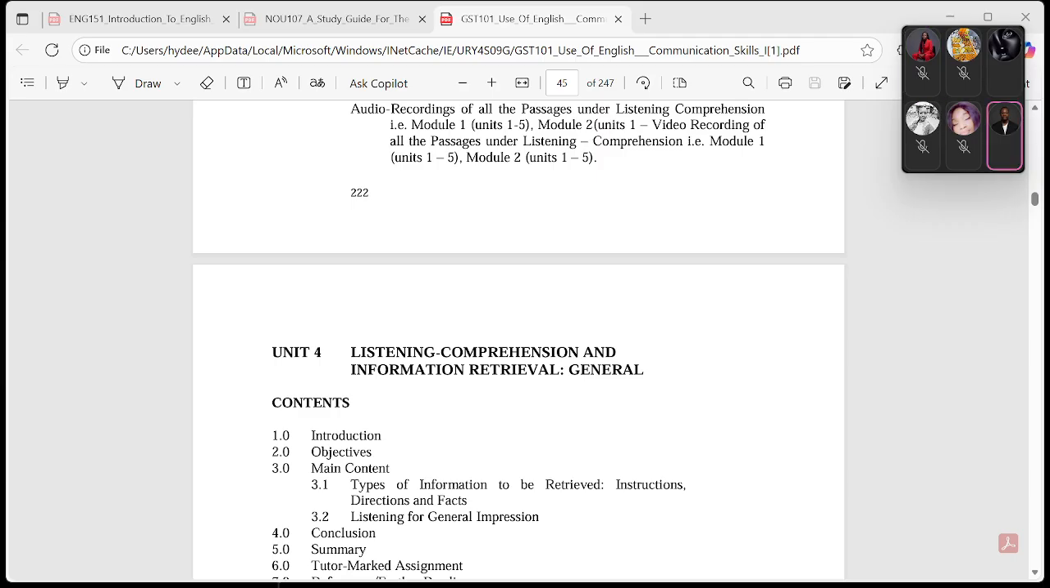Yes. Okay. So I said we're just going to discuss five of those questions. All right. And the fourth one now, what does the fourth one say? Okay. The fourth question says, why is the skill of listening for information retrieval considered essential for students today? Why is it considered essential for students today?